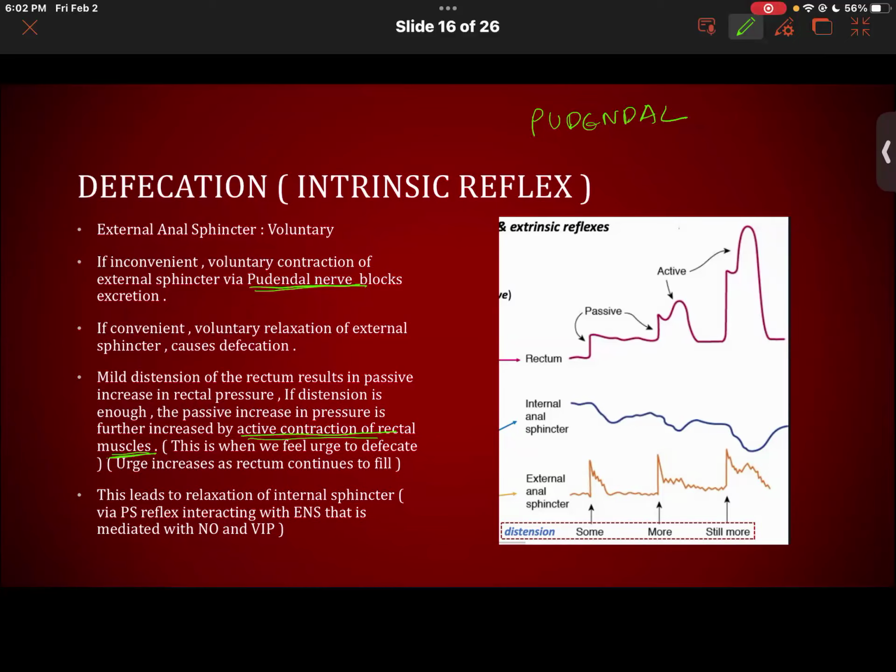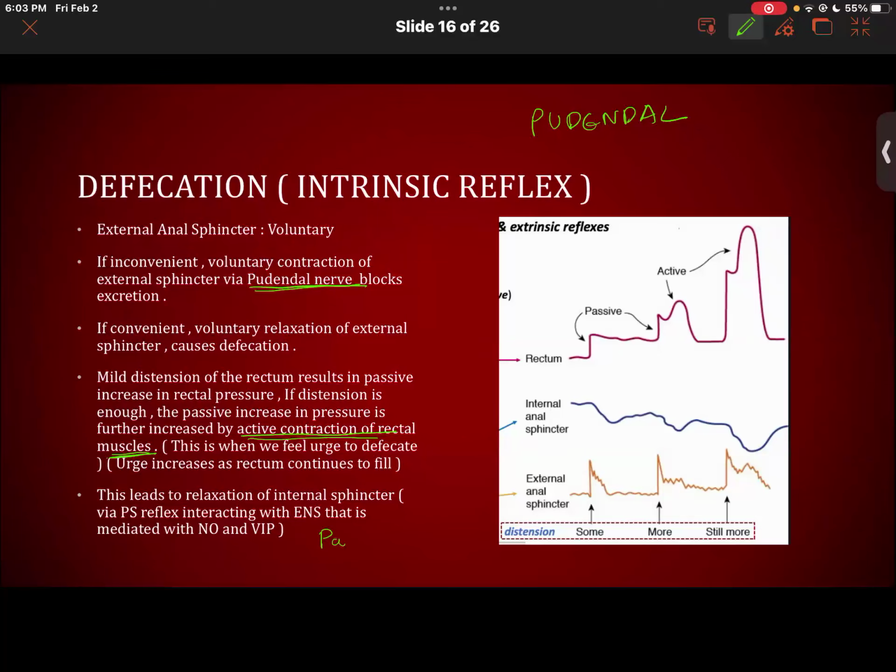And this will lead to relaxation of the internal sphincter. So when you have this rectal pressure, which is further increased by the contraction of rectal muscles, this leads to relaxation of the internal sphincter via the parasympathetic reflex interacting with the enteric nervous system that is mediated via NO and VIP. So that is a lot to take in at once. So let's break it down a little. So we have a parasympathetic reflex system.